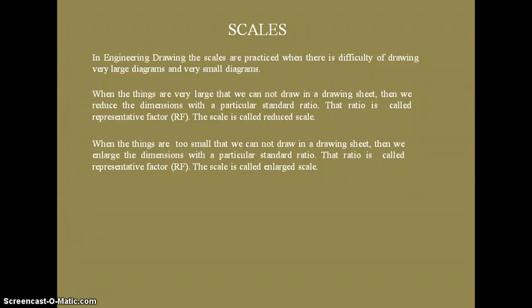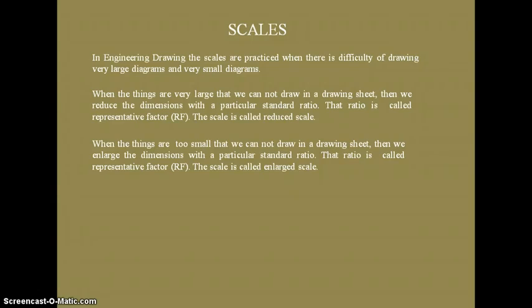So the second case is when the object is very small and we cannot see the object shape exactly on a drawing sheet. In that case we need to enlarge the dimensions using a certain proportionality, which is called the standard ratio. By using the standard ratio we enlarge the dimensions for an exact view of the small object. That ratio is again called the representative factor, and the scale is called the enlarged scale.